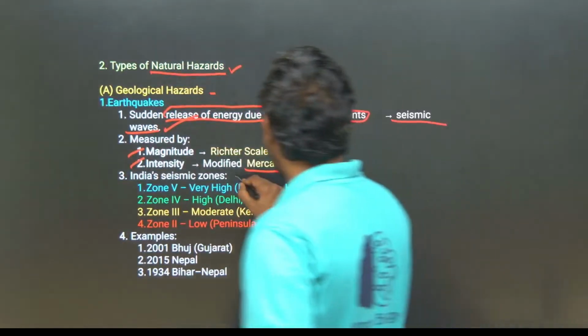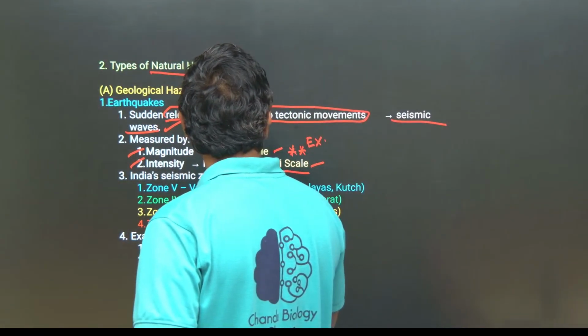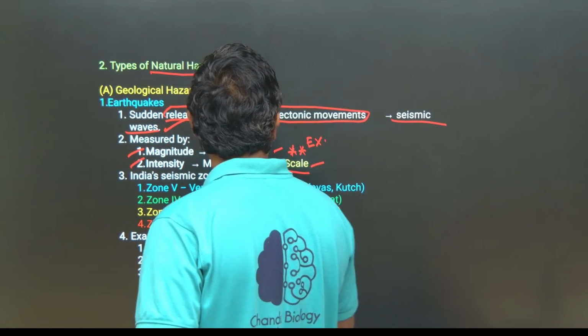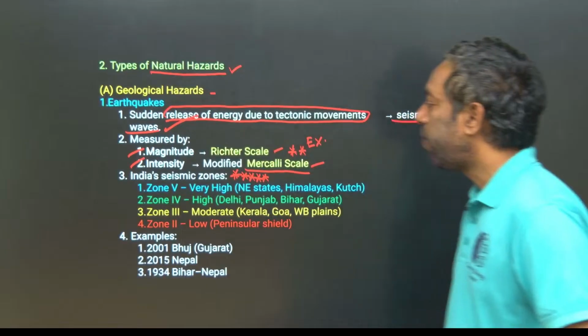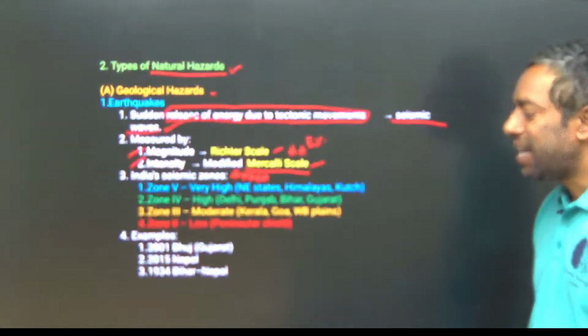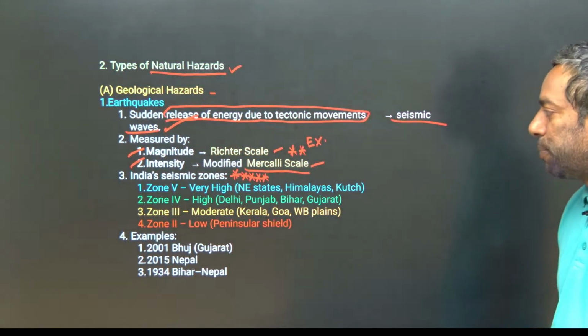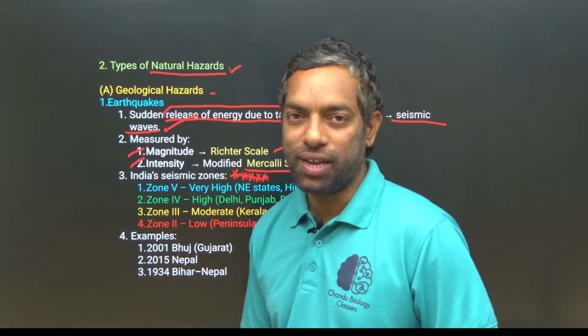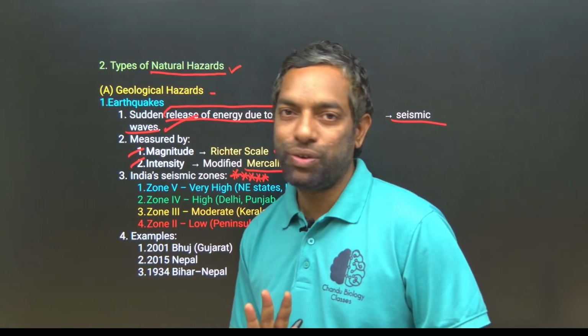And India seismic zones, this is highly important. They did ask this question many times in the previous year exams, guys. Zone 5, Zone 4, Zone 3 and Zone 2. There are 4 zones. India is divided into earthquake zones, guys. Earthquake zones are 4 zones in India.